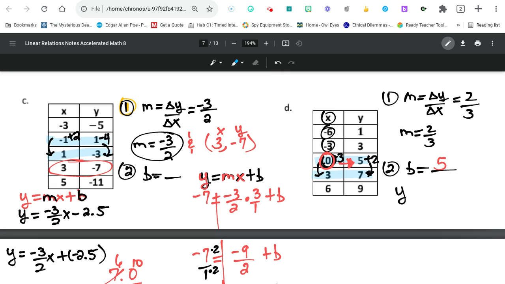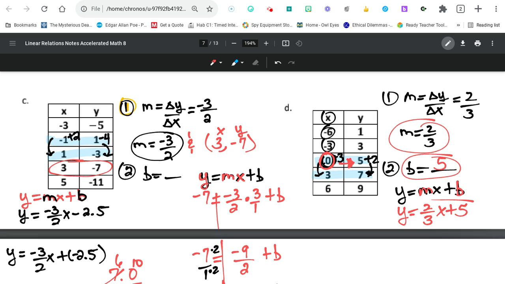I can just write the equation y equals, and let me write this down. It's going to be in the form y equals mx plus b. So now all I have to do is replace m with 2 over 3 and replace b with 5. So it's y equals 2/3 x plus 5. I'm done without doing all the extra work. But you can only use that shortcut to find b if you have an x value of 0, okay?